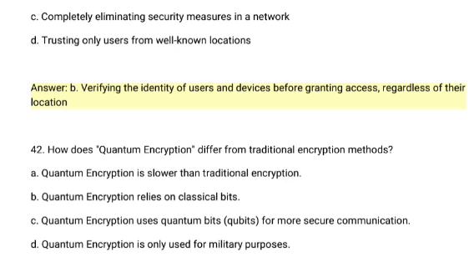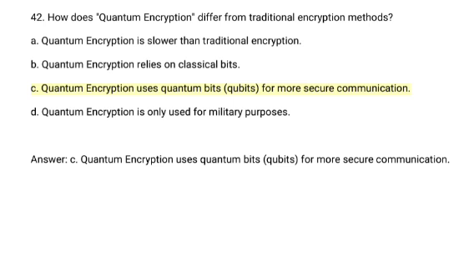42. How does quantum encryption differ from traditional encryption methods? A. Quantum encryption is slower than traditional encryption. B. Quantum encryption relies on classical bits. C. Quantum encryption uses quantum bits (qubits) for more secure communication. D. Quantum encryption is only used for military purposes. Answer. C. Quantum encryption uses quantum bits (qubits) for more secure communication.